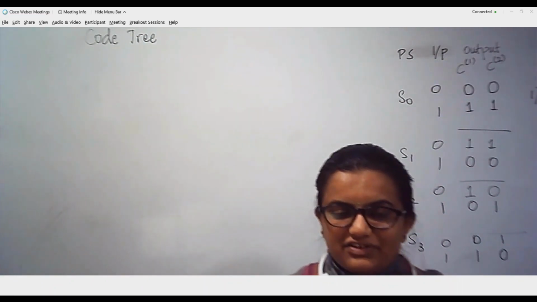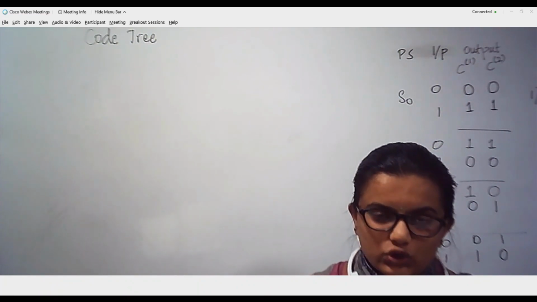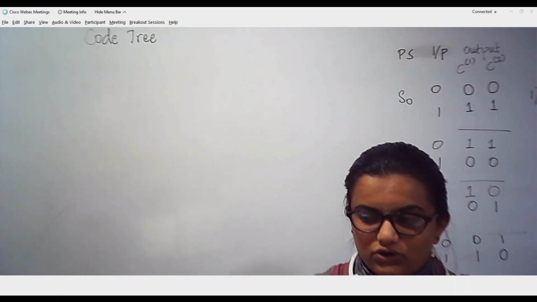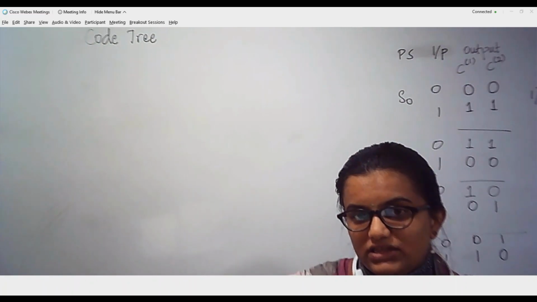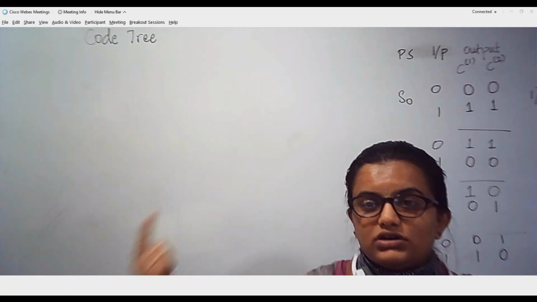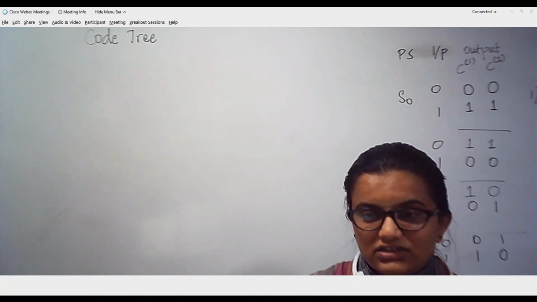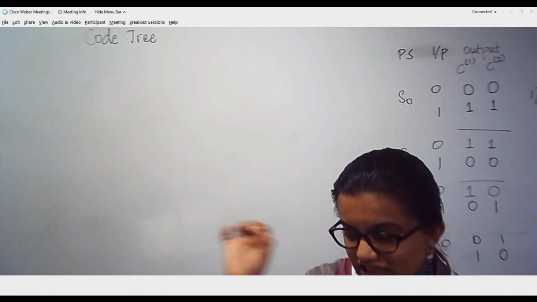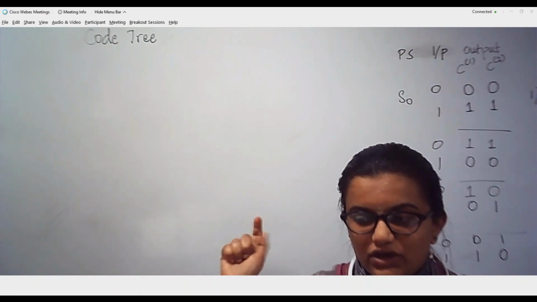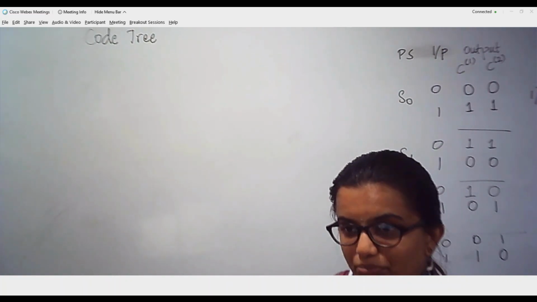In order to write the tree, we make use of nodes and branches. Every node will signify a state, the current or present state, and the branch will give us the idea of the input provided to that present state. On each branch, we are going to write the code word output that is so obtained.